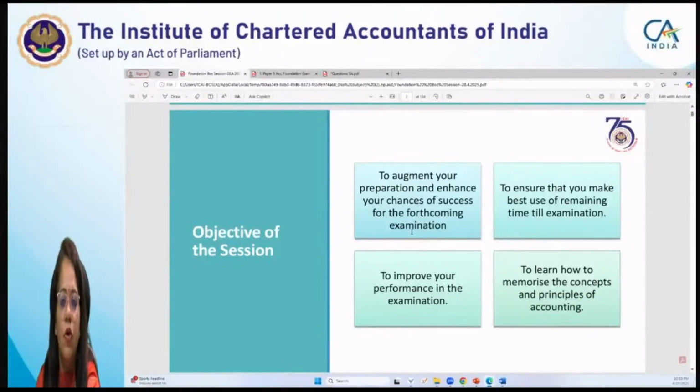Then we come to how to apply these accounting processes while preparing the financial statements. Then we have financial statements of non-corporate entities, right, where we have the financial statement of a sole proprietor. The students who are from a commerce background must be aware of how to prepare the financial statement of the sole proprietor, where we prepare the trading account, then the profit and loss account, and then the balance sheet.